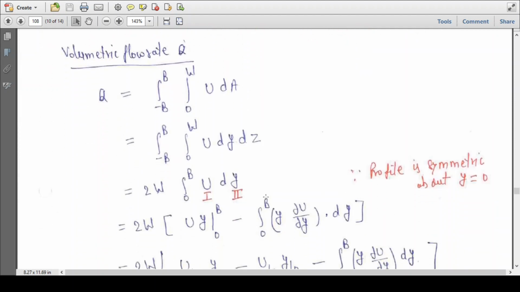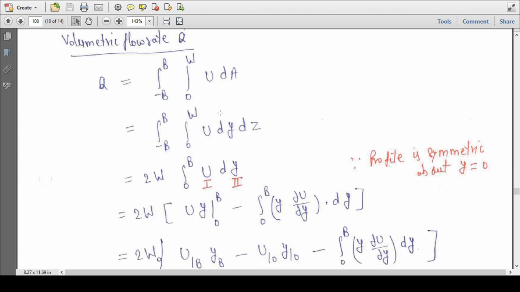Now the next part is how to find the volumetric flow rate. For the volumetric flow rate, you take the velocity expression u multiplied by dA and integrate it over the entire area of flow. So we can integrate from minus b to b and 0 to w, with u times dy dz, where dA is the differential area.